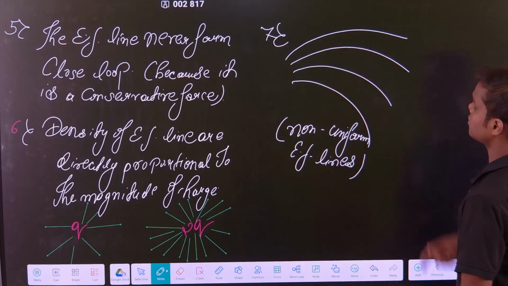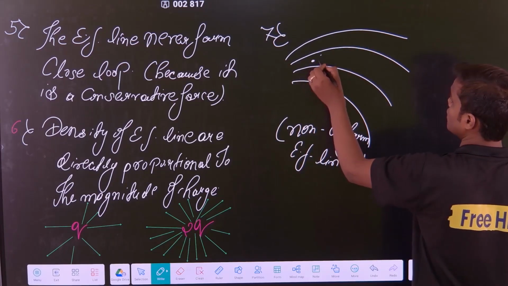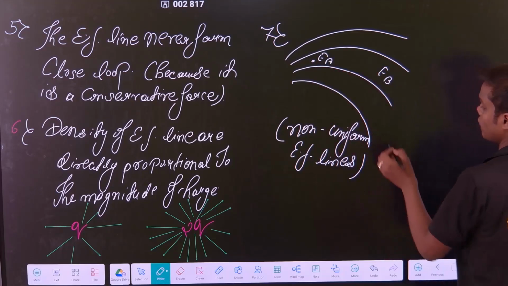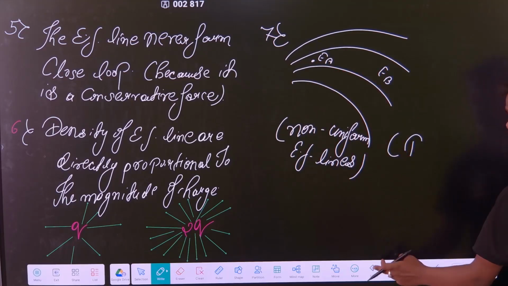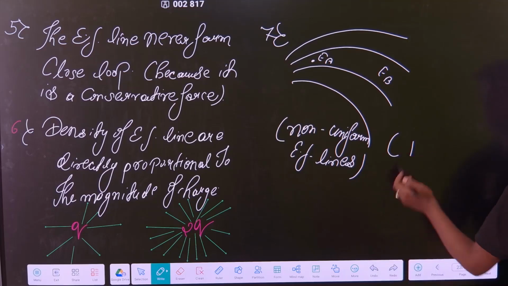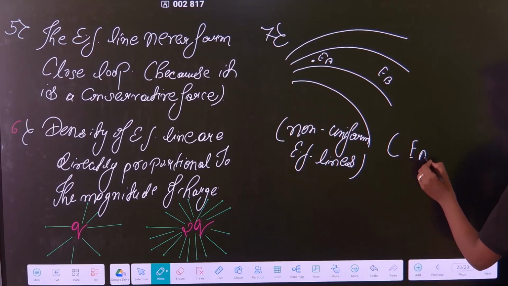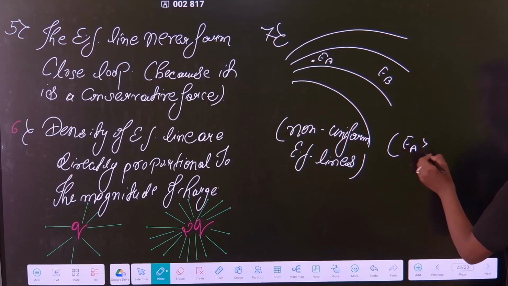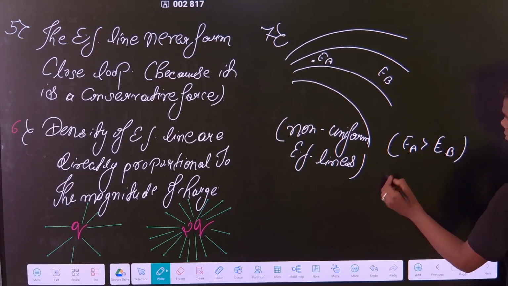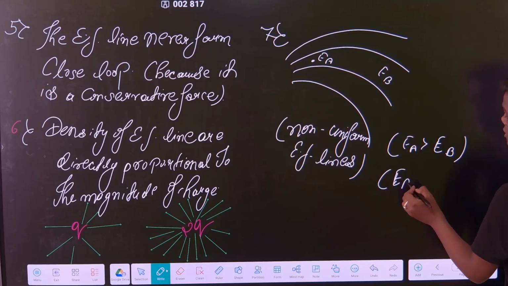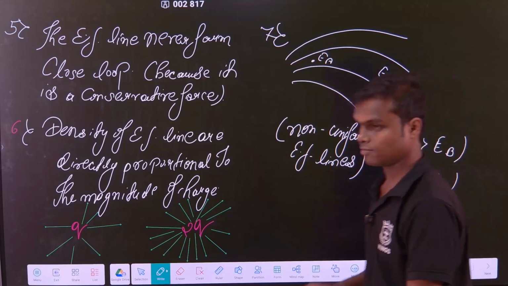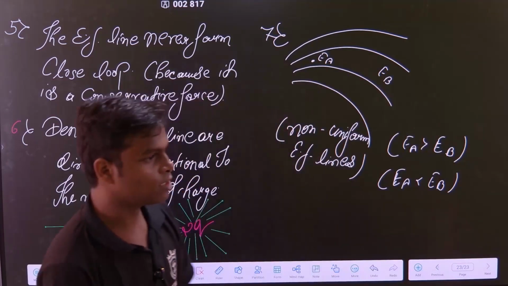Non-uniform electric field lines look like this. Suppose here we have electric field EA and here we have electric field EB. From here, I ask you one simple thing: EA is greater than EB, or EA is less than EB? Which one is correct?